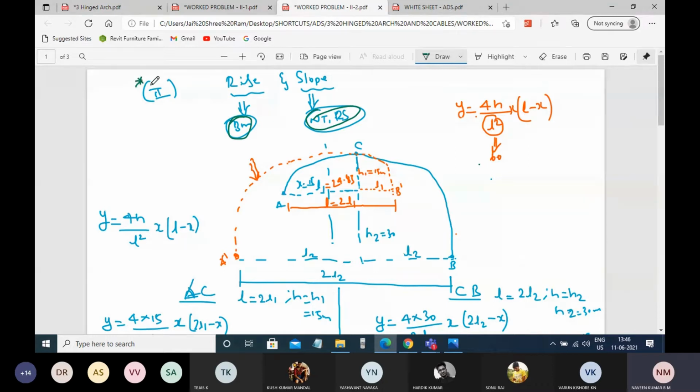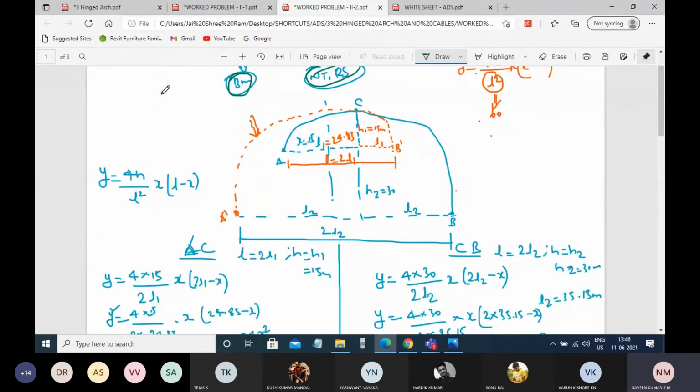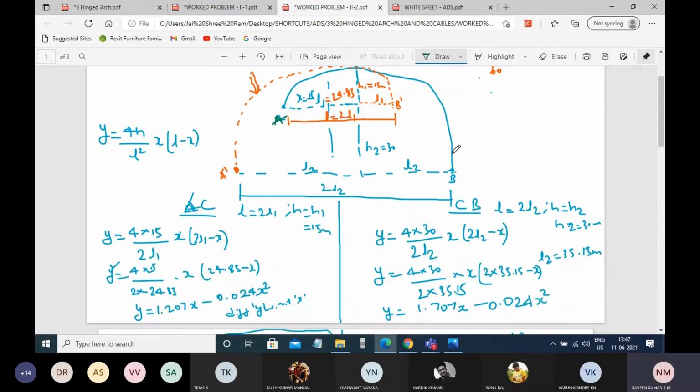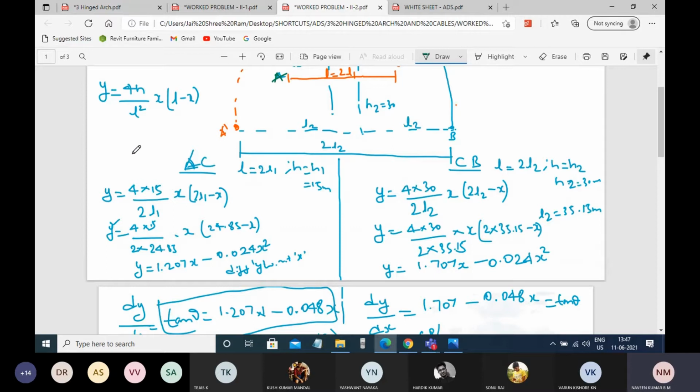And again, in this step also, you can see variation when compared to previous problems because the supports are at different levels. So the only reason is the supports at different levels. For that reason, we'll consider AC as a separate segment and CB as a separate segment. For AC segment, we need to find a separate slope as well as rise equation. Similarly for CB segment also you need to find rise as well as slope equation.